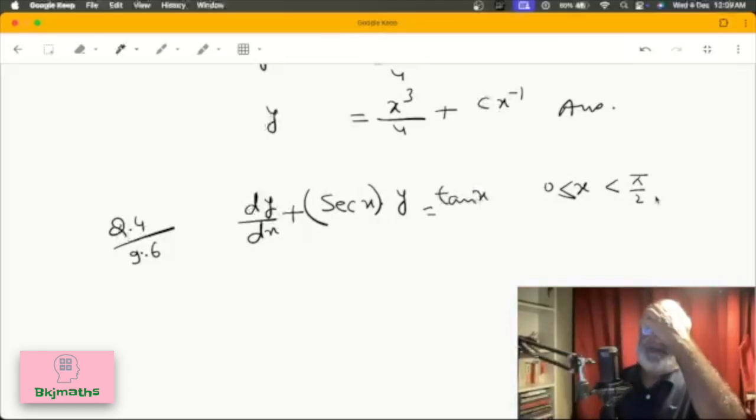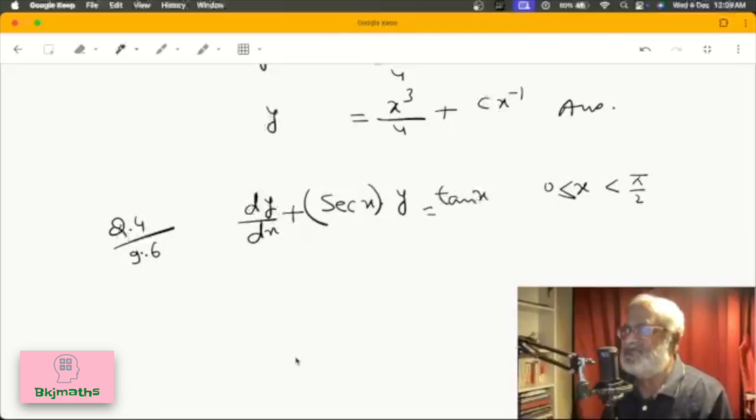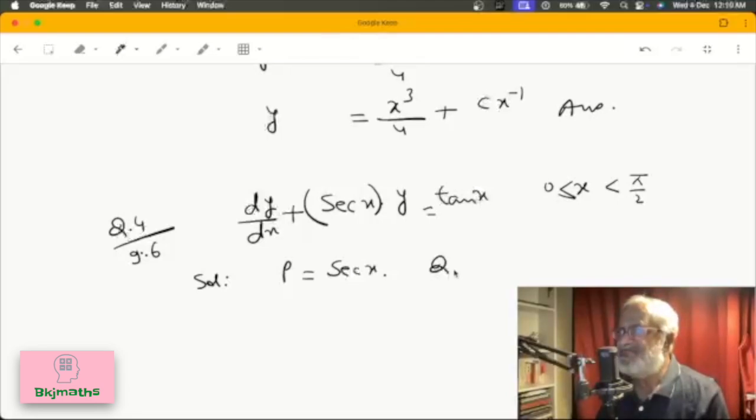So first step, convert the equation in the standard form, dy by dx plus py equals to q, and find the value of p and q. So p is the coefficient of y, our dependent variable. So p is sec x, the coefficient of the dependent variable y, and q is tan x.